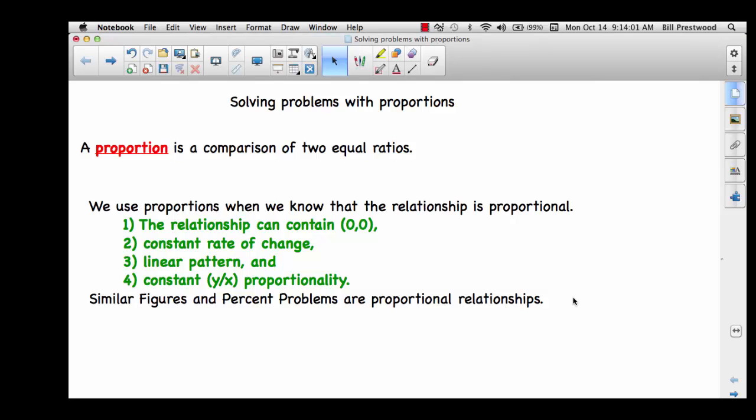Today we're going to review how to set up a proportion. First, we have to recall some things that we know about proportions. A proportion is a comparison of two equal ratios. We use proportions when we know that the relationship is proportional.